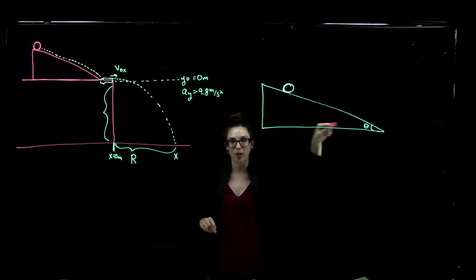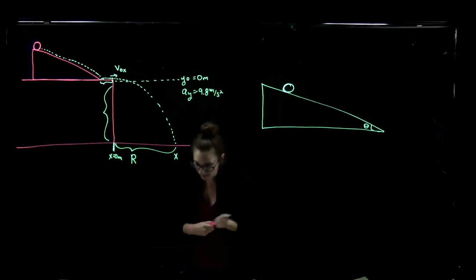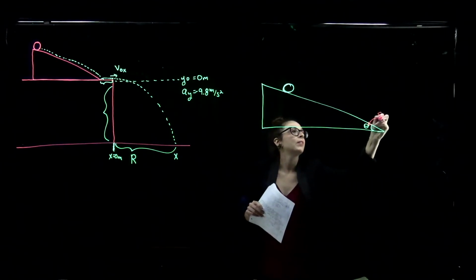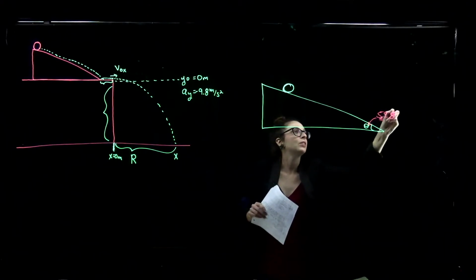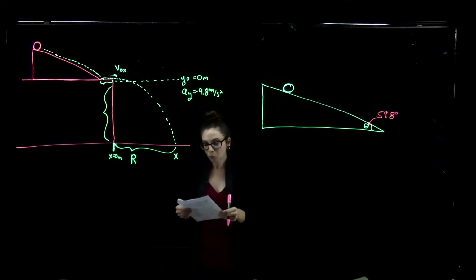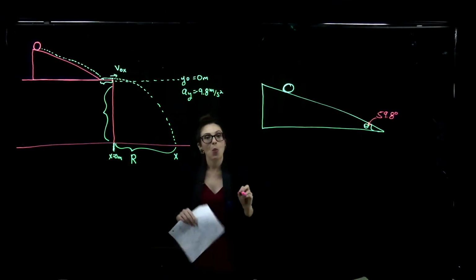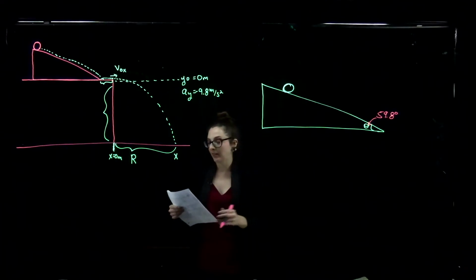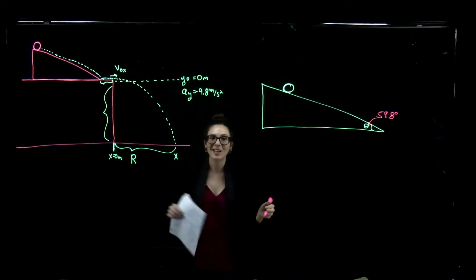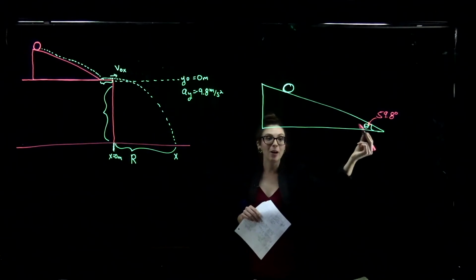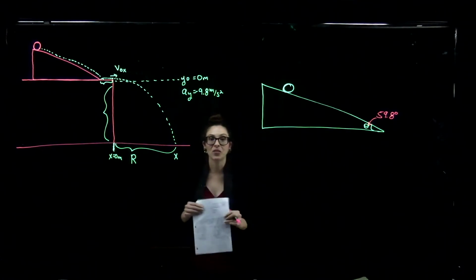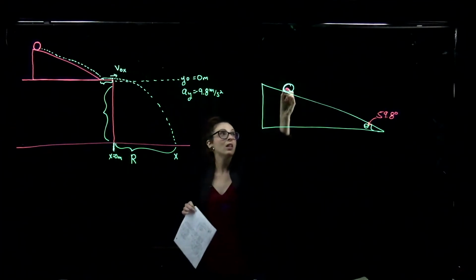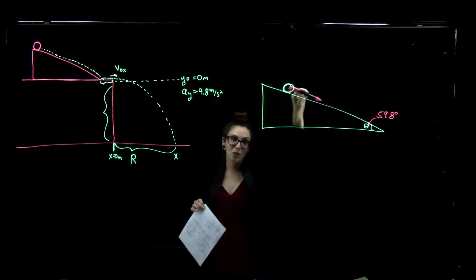Here I've redrawn the incline, and I've got an angle theta in here. We'll take that angle to be 59.8 degrees. We want to figure out the acceleration of our ball down the plane. All that we know is this angle, 59.8 degrees, so we can figure out the acceleration of this ball as it's going down the plane.